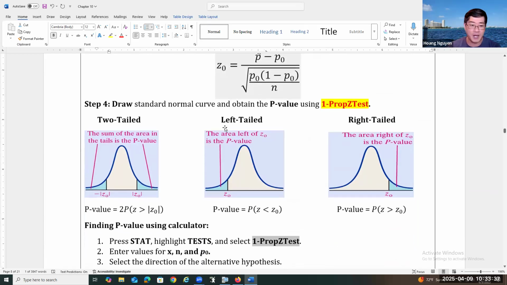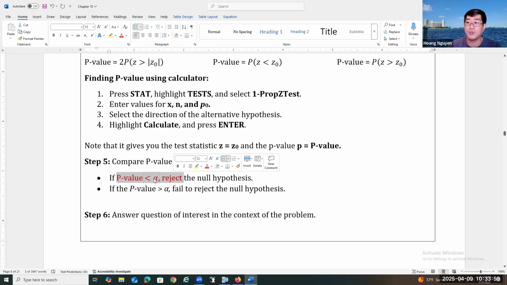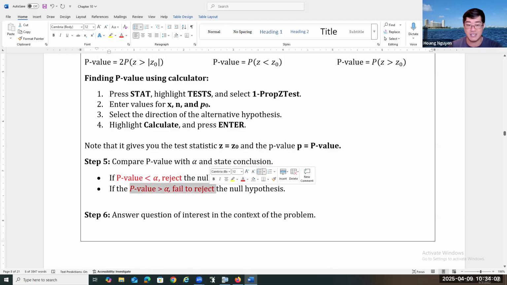Now, after we got step number 4, we go to step number 5. So for step number 5, we're going to compare the p-value and the significance level alpha. Compare the p-value with alpha and state the conclusion. Whenever the p-value is less than alpha, we reject the null hypothesis. If the p-value from step number 4 is less than the significance level alpha from step number 2, then we're going to reject the null hypothesis. If the p-value is more than alpha, then we fail to reject the null hypothesis. So that's going to be step number 5.